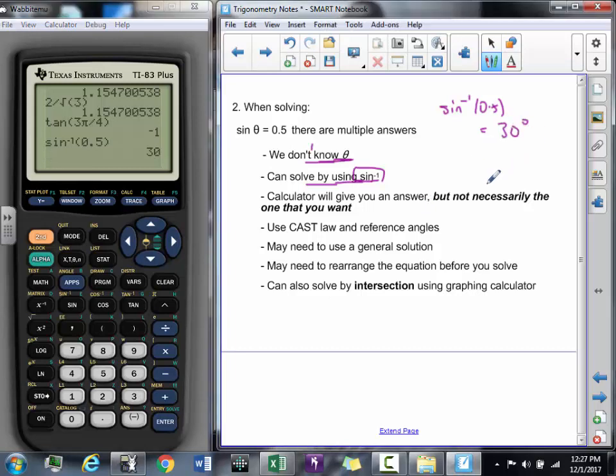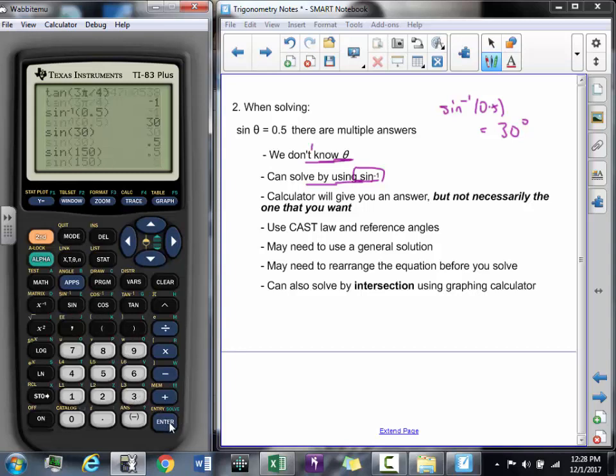Here's the problem. This is one of many answers that will work. Watch this. I'm going to check my work here. I'm going to do sine of 30. Sine of 30 should equal 0.5, right? Okay, it does. But 30 is not the only angle that would work. I'm going to show you some more. Sine of 150 actually also works. And I'll show you why in a second if you don't intuitively get it.